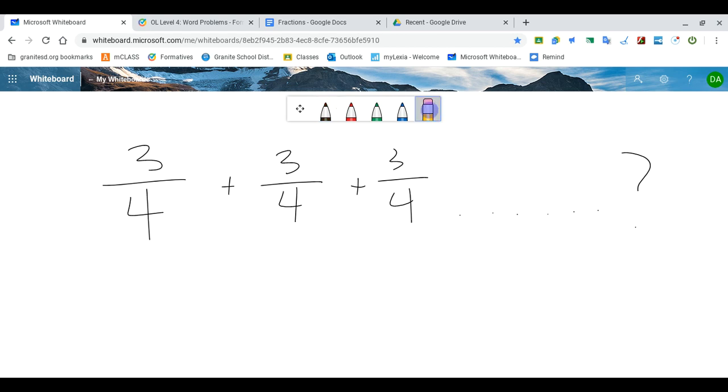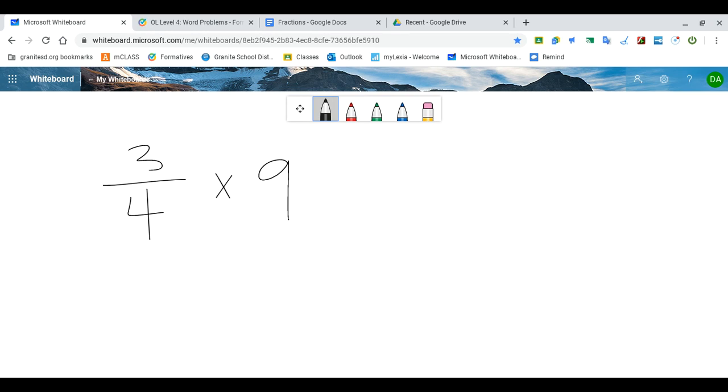But that's going to take way too long. So that's why we're going to multiply it to save us a lot of frustration. So we're going to multiply 9 times because I spent 9 weeks buying groceries because I have to go every week. So I have two options.